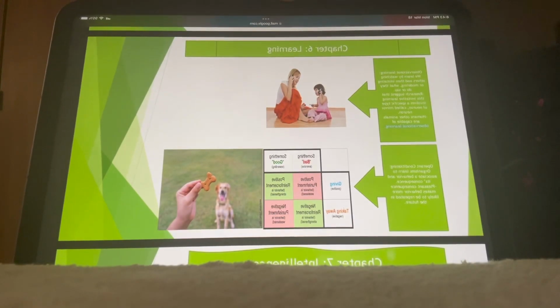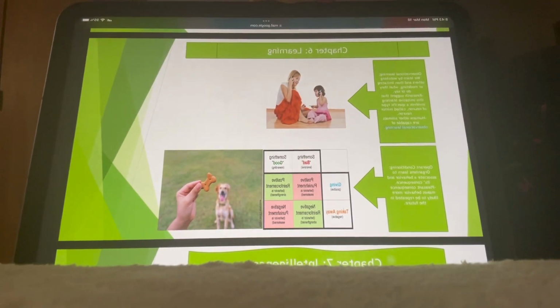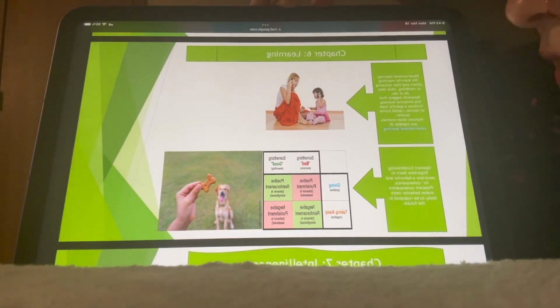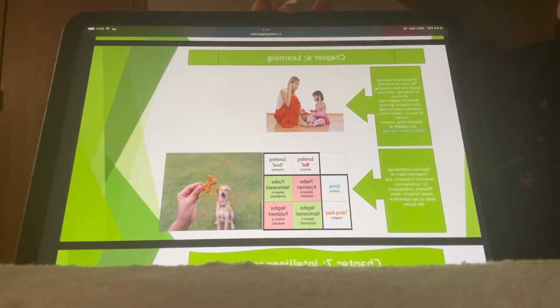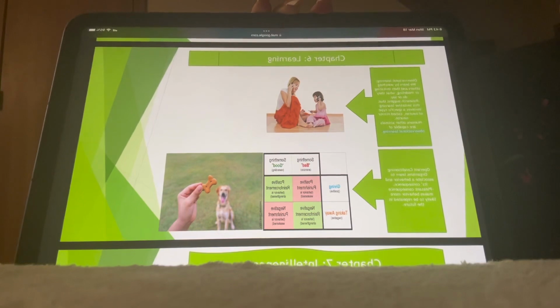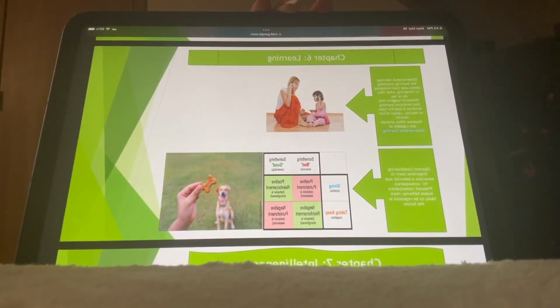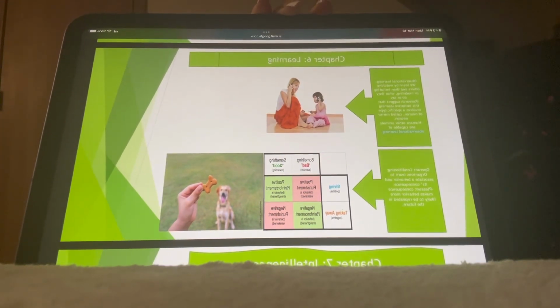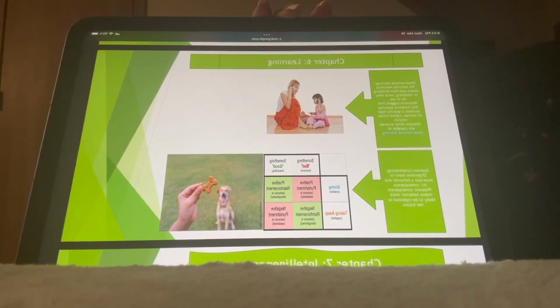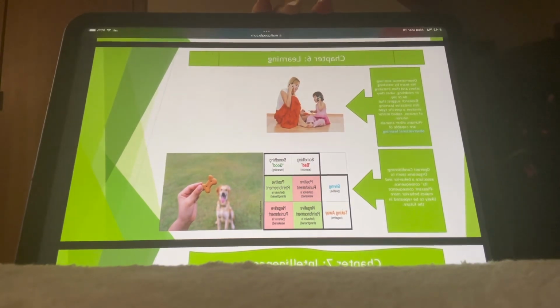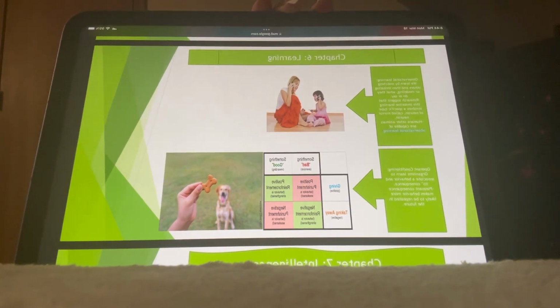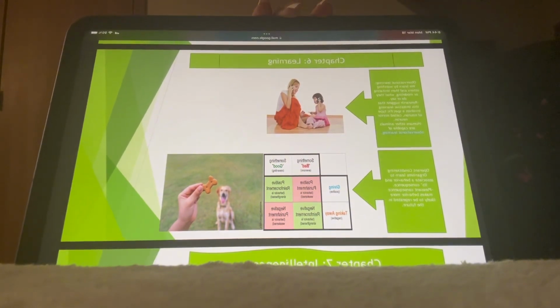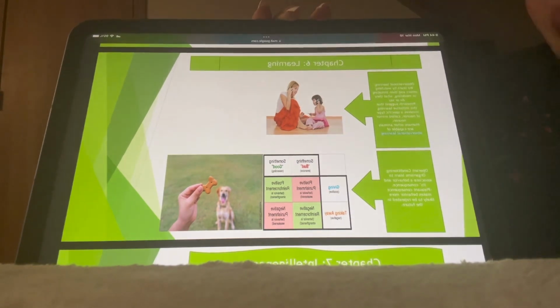So now we're on chapter 6, and it is about learning. So we have observational learning. We learn by watching others and then imitating or modeling what they do or say. Research suggests that this imitative learning involves a specific type of neuron called mirror neurons, and humans and other animals are capable of observational learning.